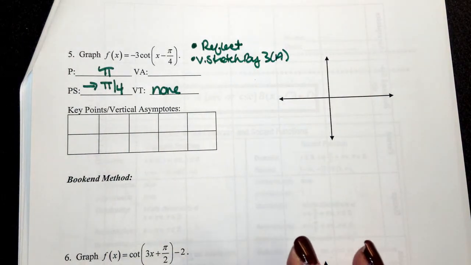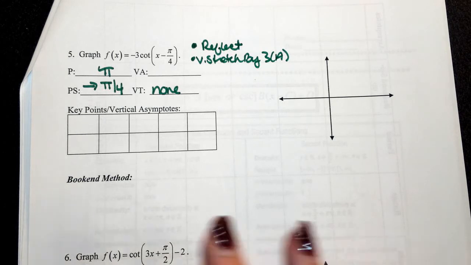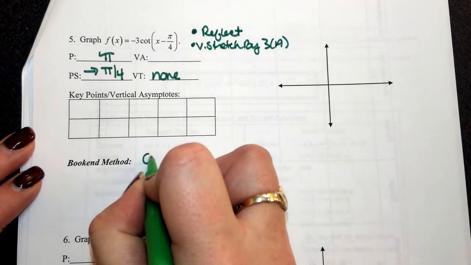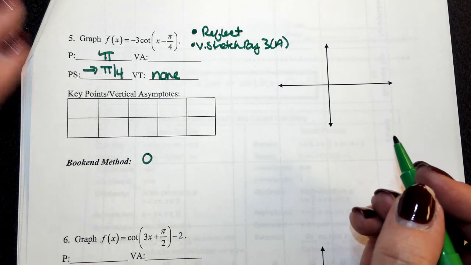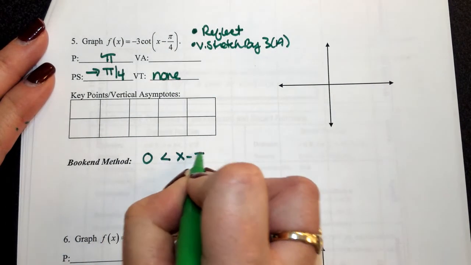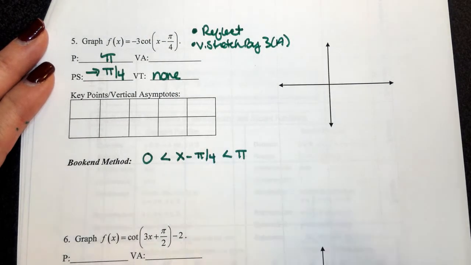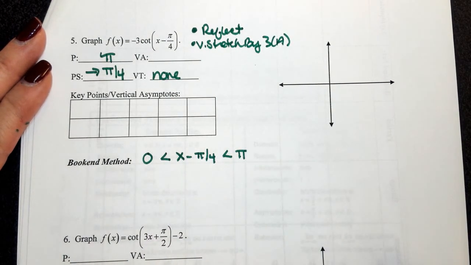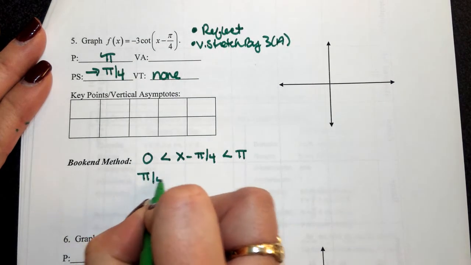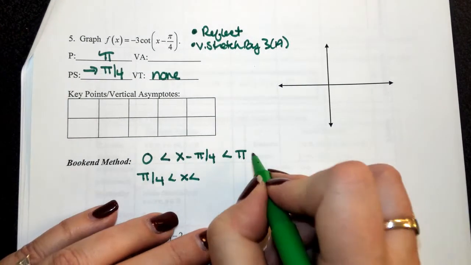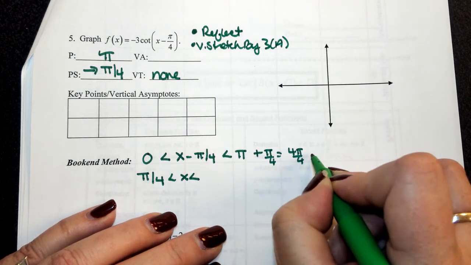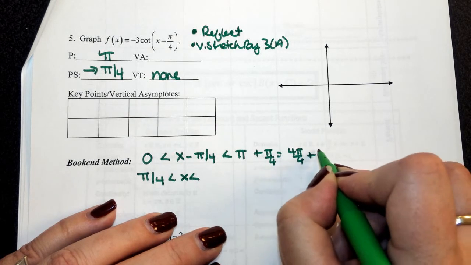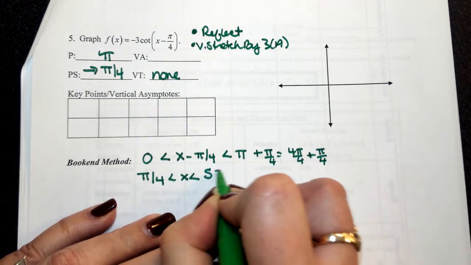So just like we've been doing with all these phase shiftings, again, we're shifting to the right here. So remember, the bookend method for cotangent is going to go from 0 to pi. So to find out where we're going to start and end this particular cycle, set up your inequality 0 less than x minus pi over 4 less than pi. So solve for x, I'm going to add pi over 4. So when I add pi to pi over 4, remember you need that common denominator, so that common denominator will be a 4. So pi is equivalent to 4 pi over 4 plus pi over 4, which will give me a 5 pi over 4.